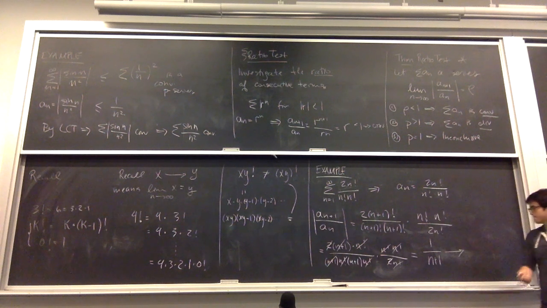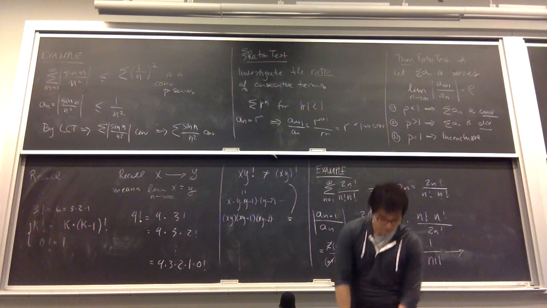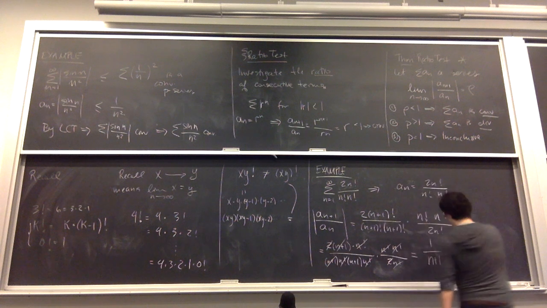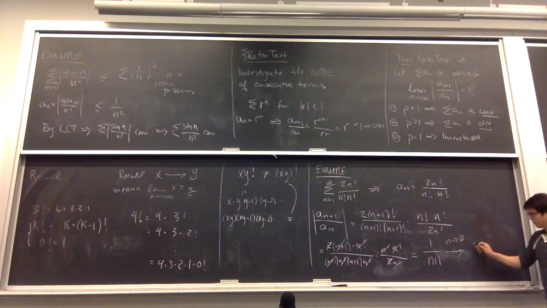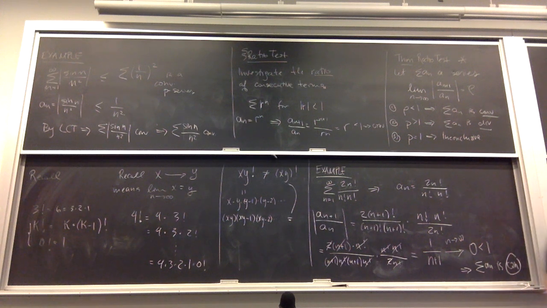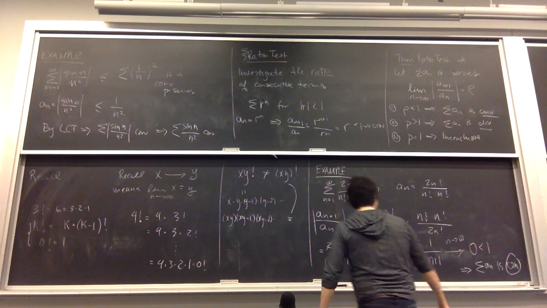What's the limit of this? 0 as n goes to infinity. So, as n goes to infinity, this is equal to 0, which is less than 1. So what does the ratio test tell us about that sum? It implies the series is convergent. You're going to have to do this a lot in your exam. This is a very important test. I want you to get acquainted with it. We'll do more examples.